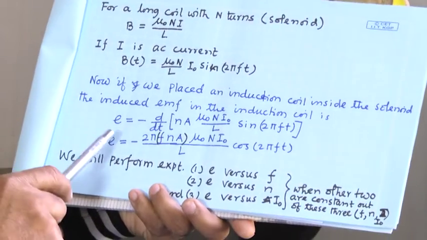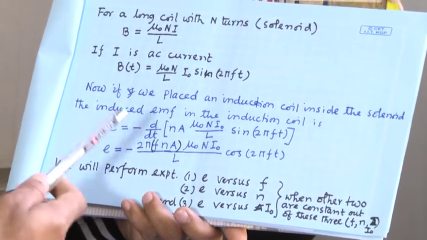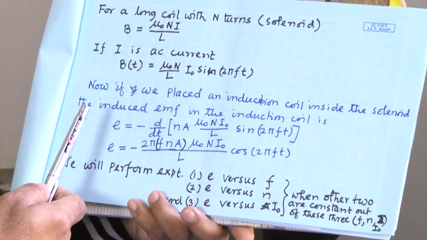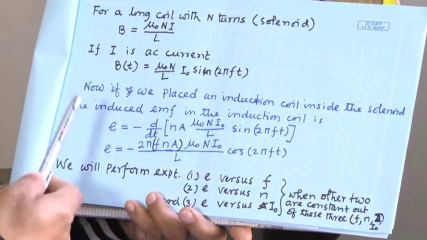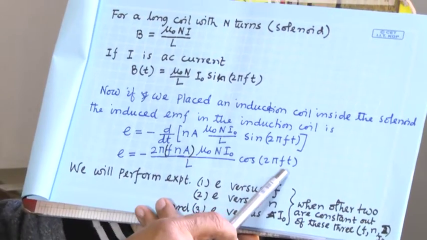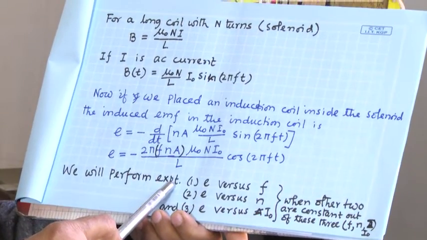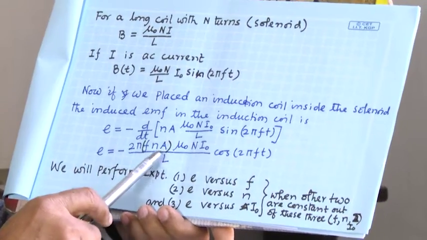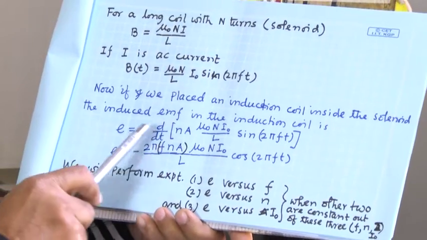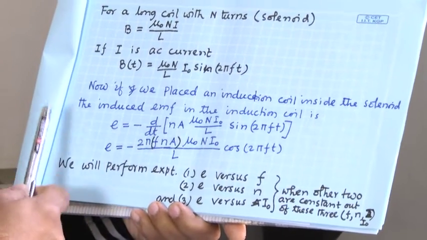So, here we will study how the induced EMF depends on these parameters, and how it varies with them. That is what we want to study. Basically, we will perform the experiment: E versus f. If we vary f, how will the induced EMF vary, keeping the other parameters constant.